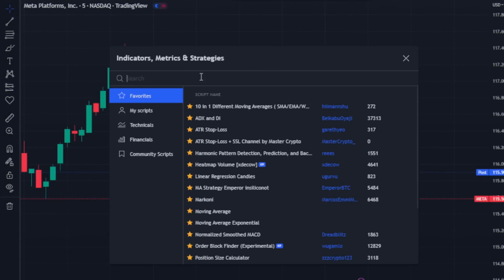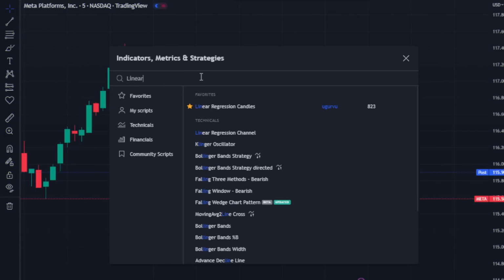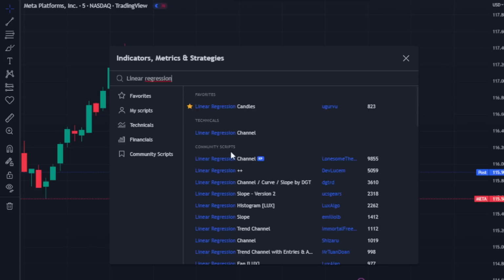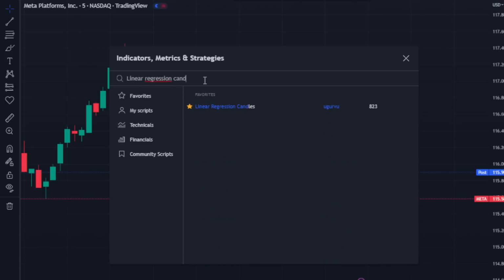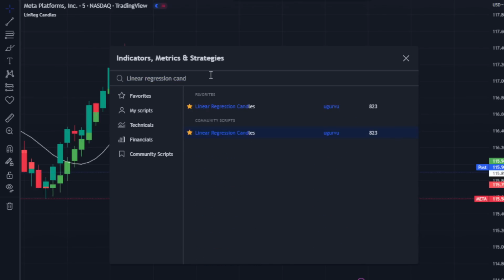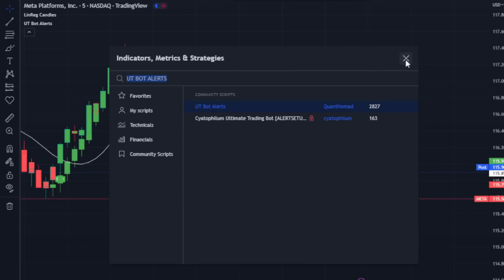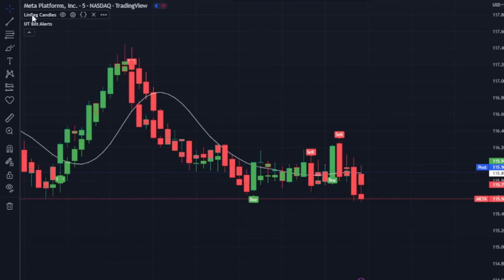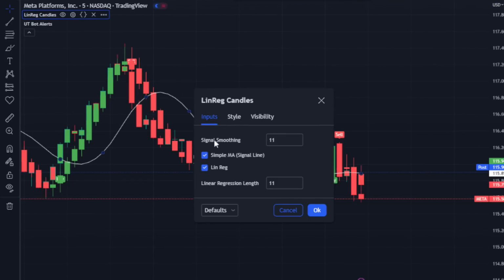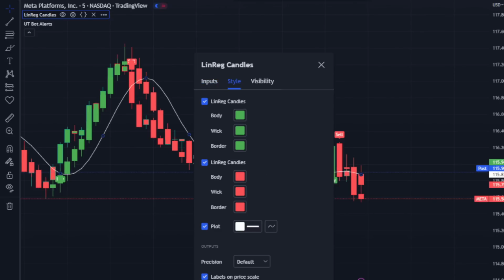Okay, let's add the first indicator called linear regression candles created by LuxAlgo. Then we added the UT bot alerts created by QuantNomad. We are going to modify its configuration to obtain good results. First, the linear regression candles, we press on this indicator to modify its inputs, and we are going to change the signal smoothing from 11 to 7. We leave the style by default.